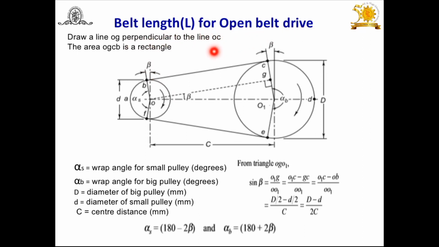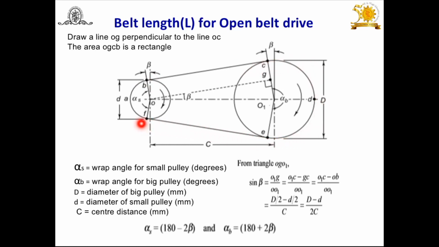First of all, open belt drive. Now here, this is the driving pulley, it rotates in clockwise direction. This is the driven pulley, or larger pulley, having diameter capital D, and the smaller one having small d. Now here, this is the belt which is wound over the pulleys.